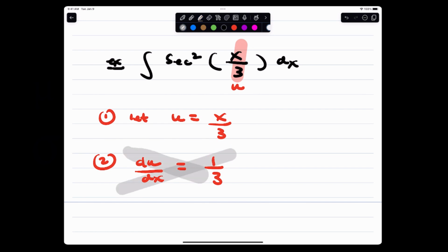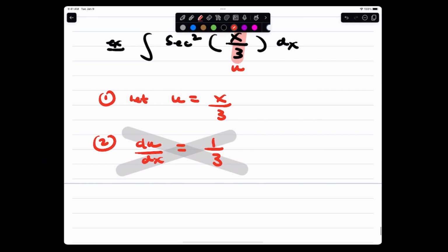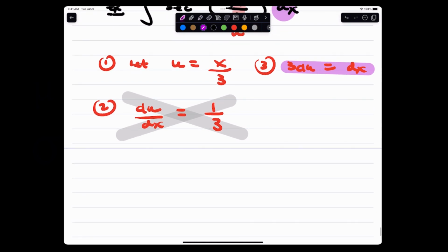All right. Fine. What's step 3? Solve for dx. So step 3, you solve for dx. You get 3 du is 1 dx. And you go, wow, that's already solved for dx. It's already done. Right in here.